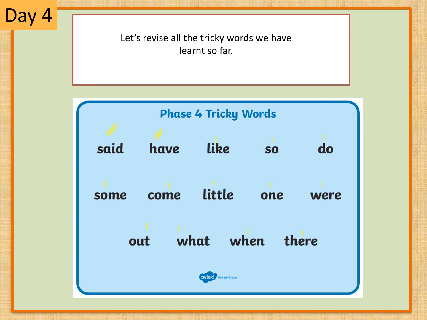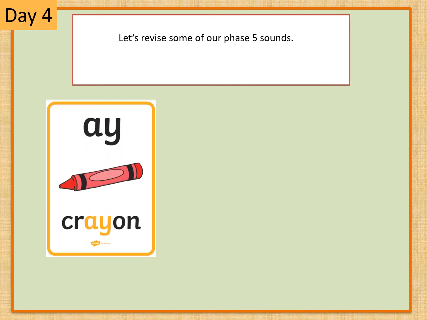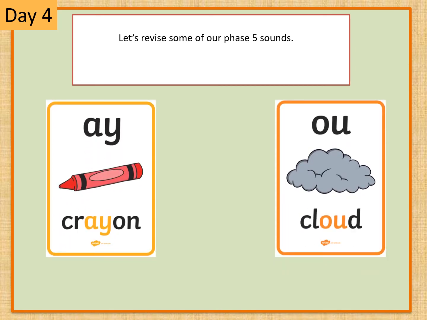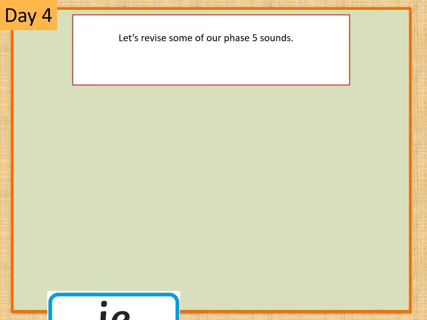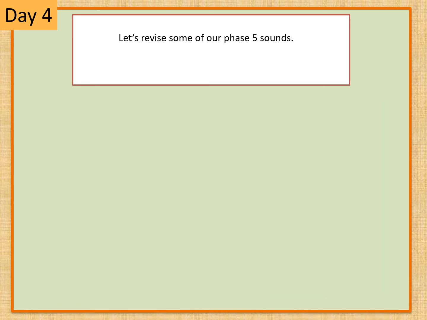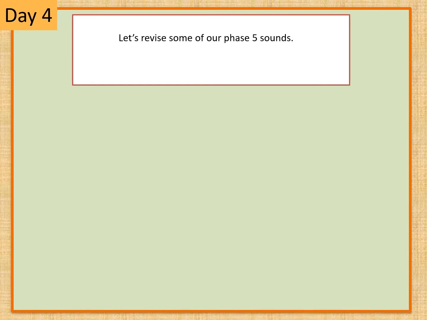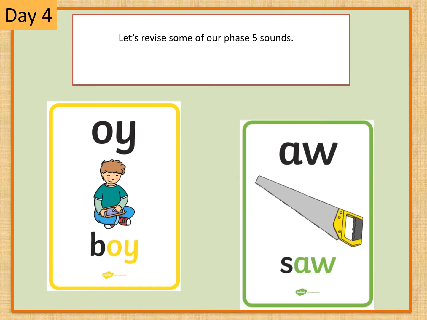Remember, the expectation is that you can read all of these words and spell them. So if you're really good at reading them, have a go at writing them down as well, circling the tricky part to really help you remember these words. Okay, now we're going to revise some of our Phase 5 sounds. A, ow, I, e, oo, oi, or.